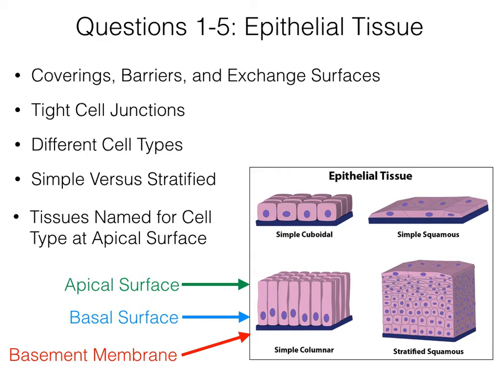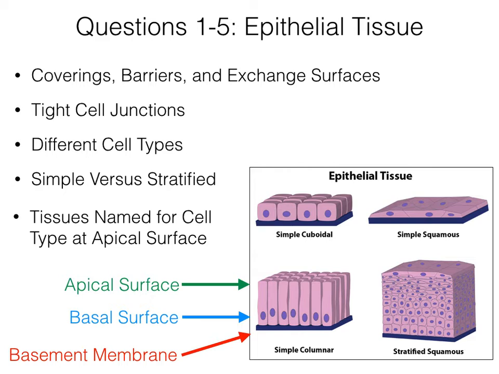Within an epithelial tissue, the actual epithelial cells are attached to what's called a basement membrane, and the side that's attached to the basement membrane is called the basal surface, and then the side away from the basement membrane is called the apical surface, the apex of the cell. Generally, the apical surface is going to be the one that comes into contact with, say, the contents of your intestines, or the urine that's being formed in your kidneys.